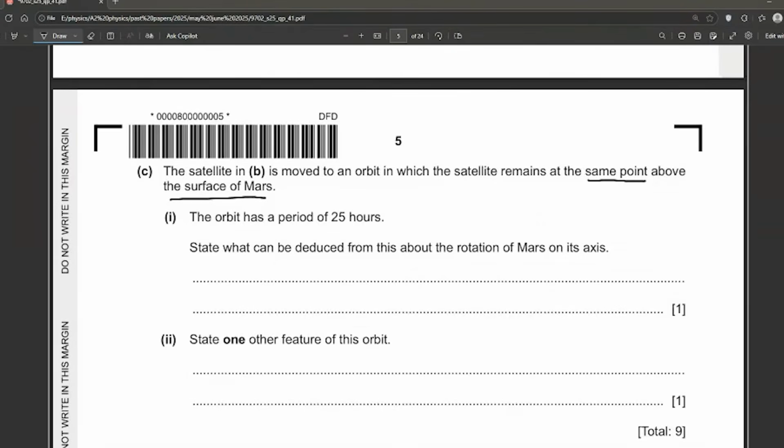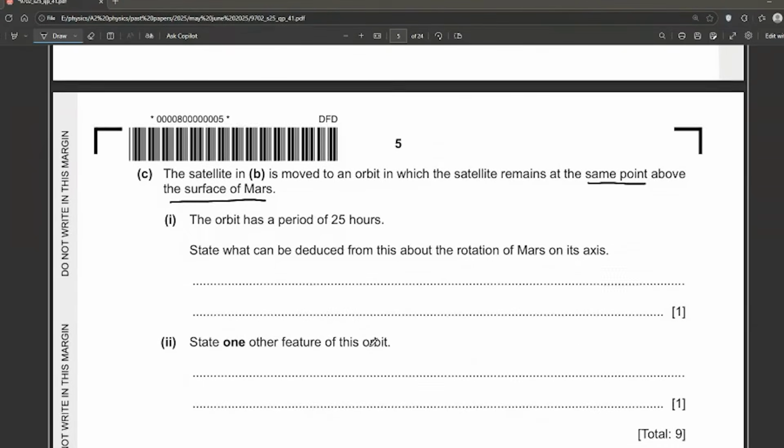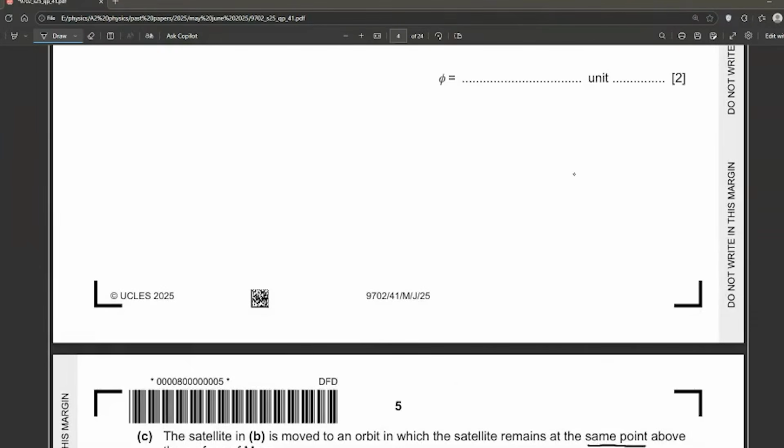If I have a satellite, let's say here, if I have a satellite that is remaining above the same point on Mars, which type of a satellite is this?